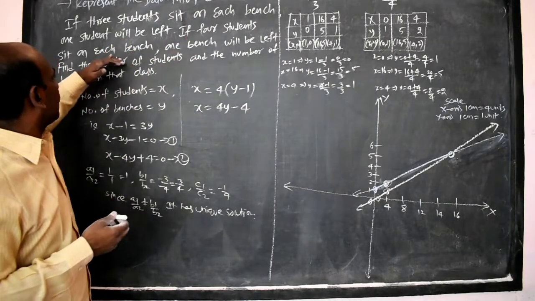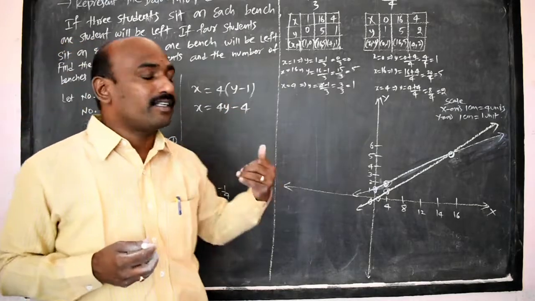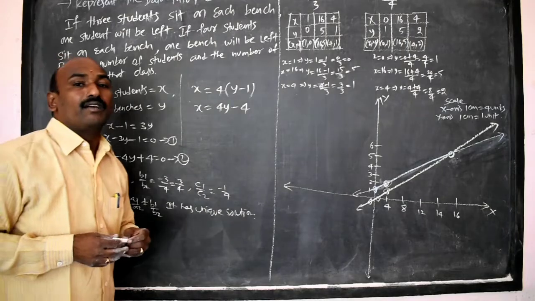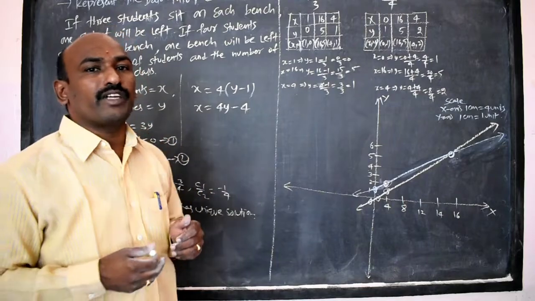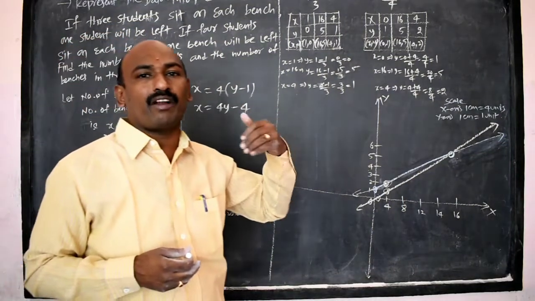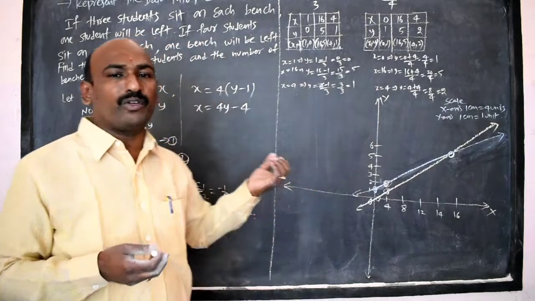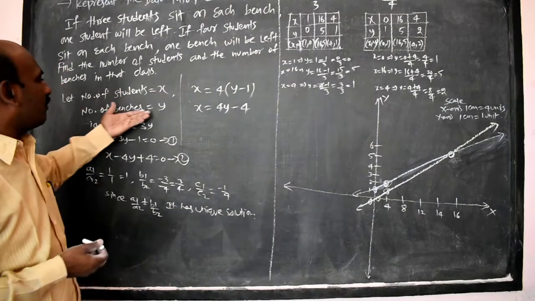If 4 students sit on each bench, then one bench will be left, which means one bench is extra. Find the number of students and the number of benches in that class. In this data, we have to represent it as a pair of linear equations in 2 variables. Here we assume the number of students as x and the number of benches as y, or you can take benches as x and students as y, whatever value you take. I am taking the number of students as x and the number of benches as y.